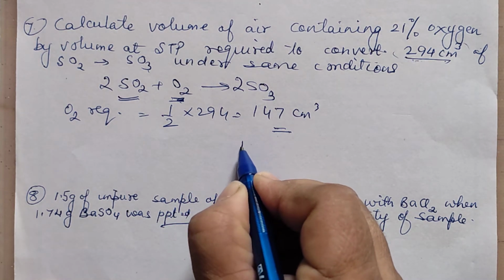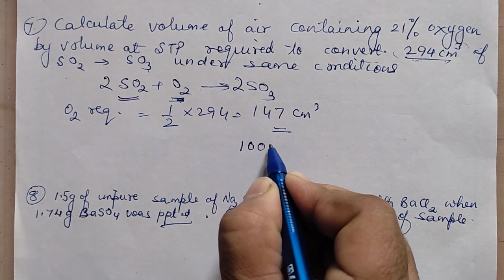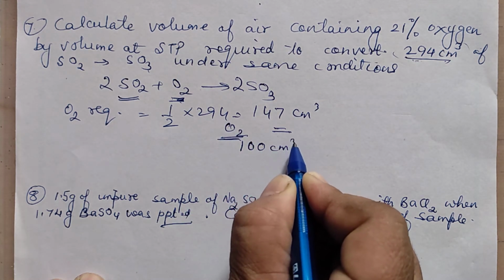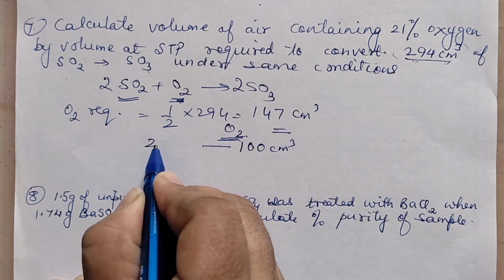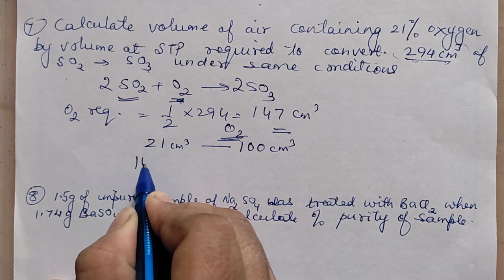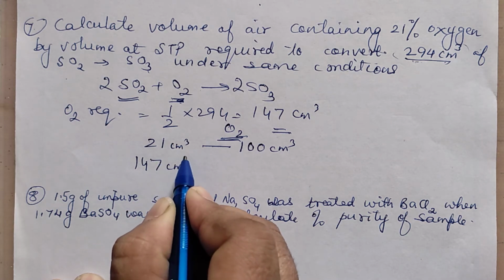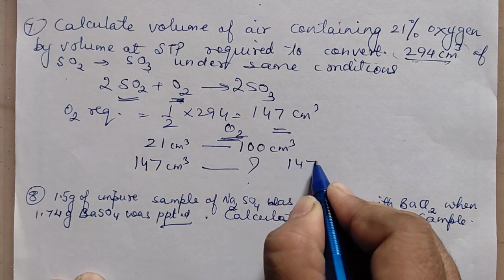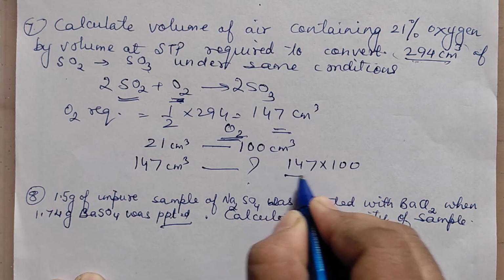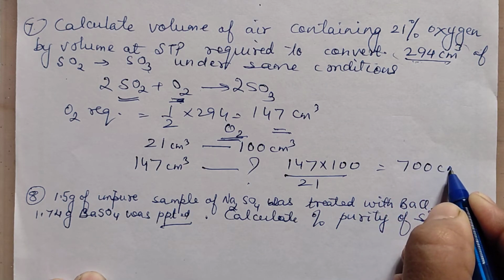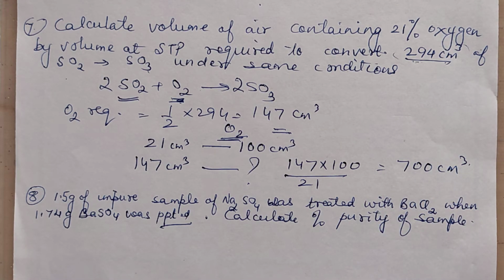If you are taking 100 centimeter cube of oxygen, actually how much are you having? You are having only 21 centimeter cube. So if you need 147 centimeter cube, how much should you take? It will be 147 into 100 divided by 21. So you get the answer as 700 centimeter cube, because it is not pure.